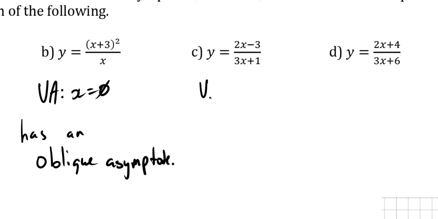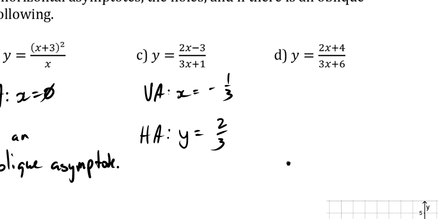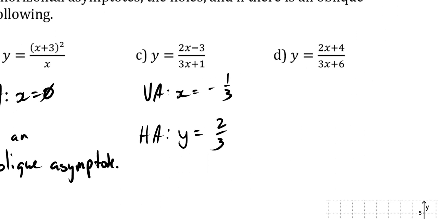So it has one vertical asymptote when x equals -1/3, and it has a horizontal asymptote. So this is when we apply that stuff that we did. I'll give you a second here to see if you can figure it out yourself. It's of the form y equals, and it's 2/3. And why is it 2/3? Because of those coefficients. That's all there is to it. Coefficient of the x on top over the coefficient of the x on bottom.